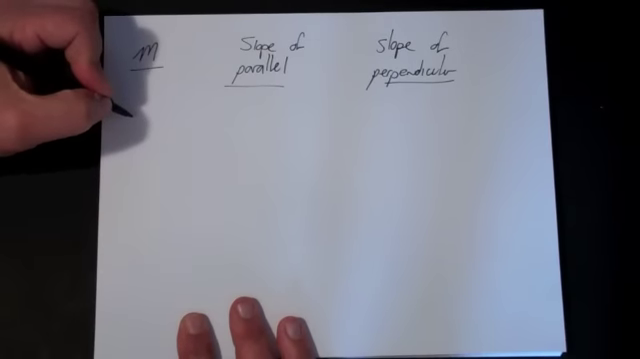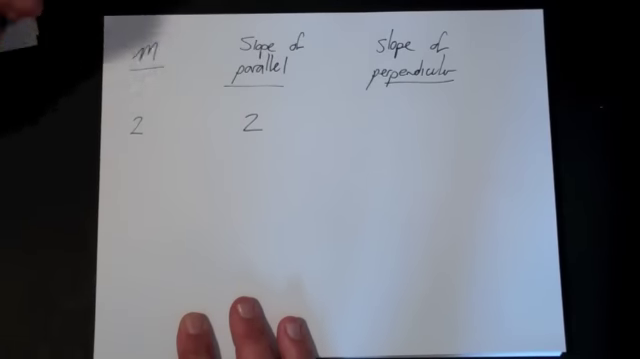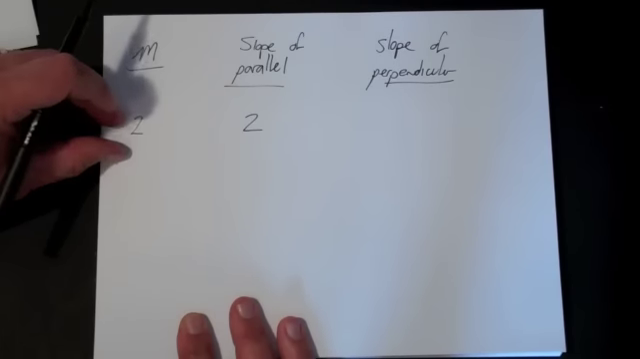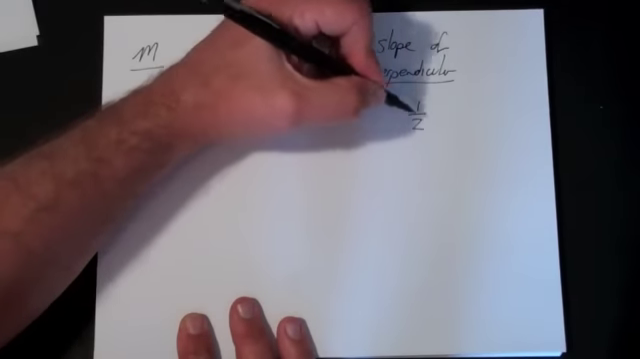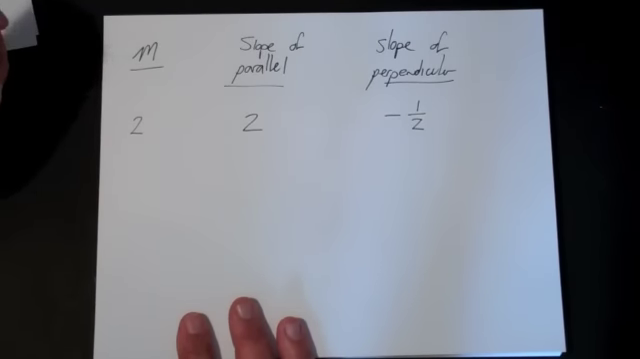So let's say you had a slope of 2. The slope of the parallel line will also be 2. The slope of the perpendicular line, remember that 2 is the same as 2 over 1. So you flip it so you get 1 over 2, but you change the sign. So the slope of the perpendicular line will be negative 1/2.